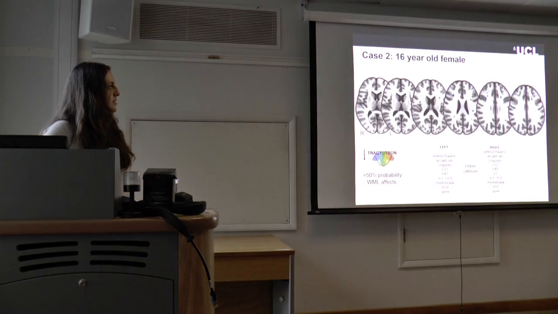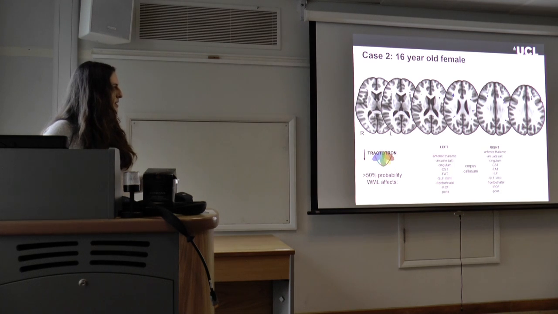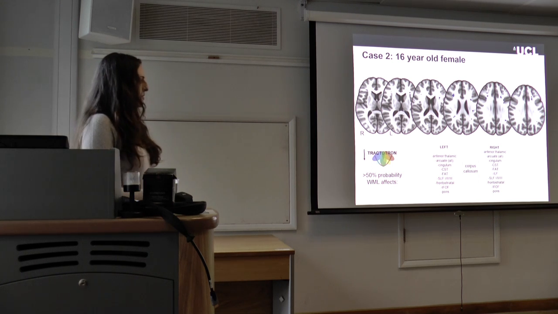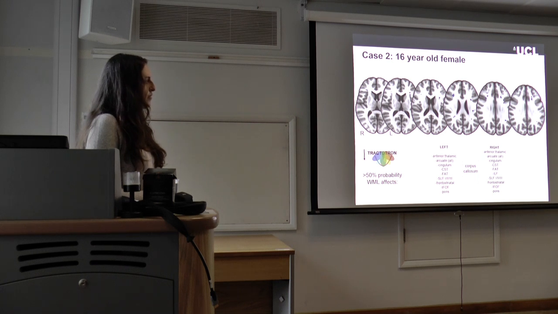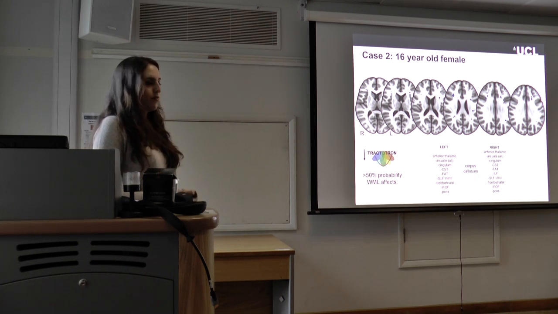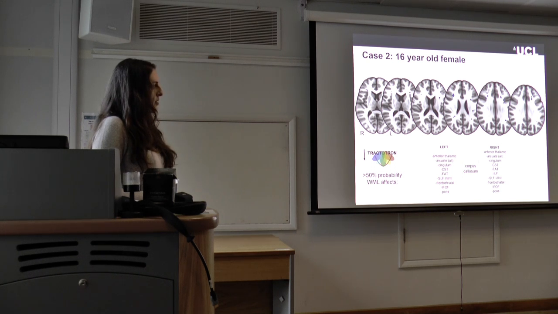And this is what our lesions look like when registered to MNI space. So a lot of bilateral frontal and parietal infarcts. And again, when we ran it through Tractotron, very similar profile of disconnection of white matter tracts, except this time it looks like it affects all tracts of the arcuate fasciculus on both sides.